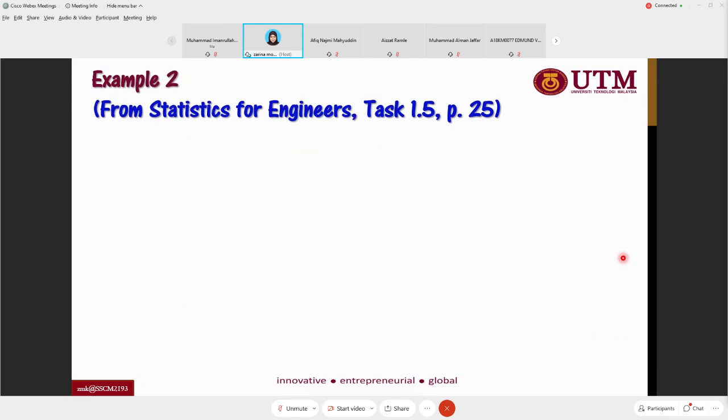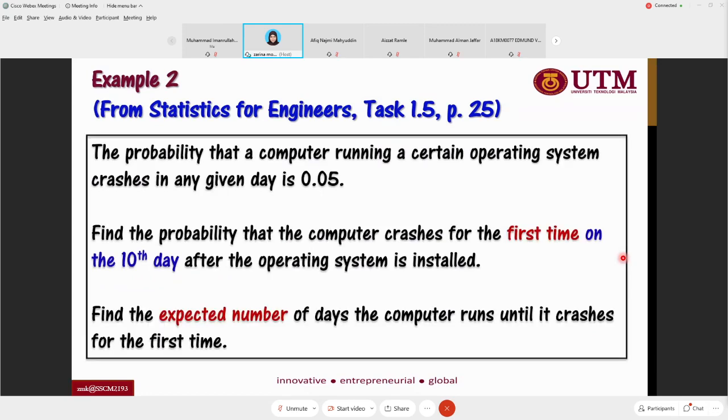So if you look at task 1.5, page 25, we do have this question. The probability that a computer running a certain operating system crashes in any day is 0.05. You want to find the probability that the computer crashes for the first time, that is the keyword, the first time, on the 10th day after the operating system is installed. Obviously you are talking about a random variable where the trial here is the computer running. Day one, the operating system was okay. The second day was okay. The third day was okay. Suddenly, on the 10th day, that's the first time the computer crashes.